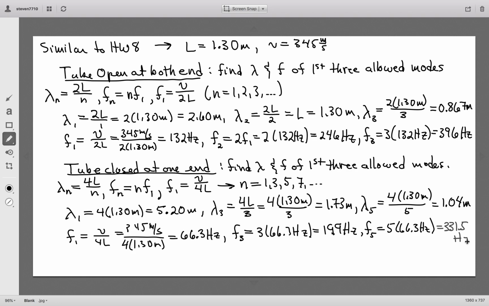All right, so hopefully my first hint was helpful for the question on homework 7. We reviewed standing waves in tubes, closed at both ends, identical to a string, open at both ends, same as a string, but different shape mode, and closed at one end, asymmetric, so you get only odd modes left.